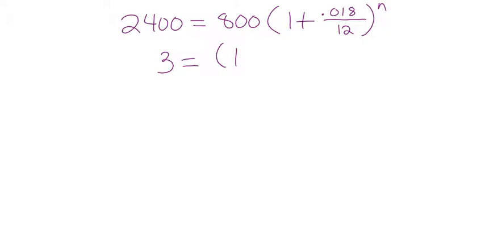We might as well just put the actual decimal in. 0.0015? 1.0015 to the n. So the 3 is the tripling, right? I want this to be triple. And it's as if now we have an amount here of 1, right? So 3 is equal to 1.0015 to the n.